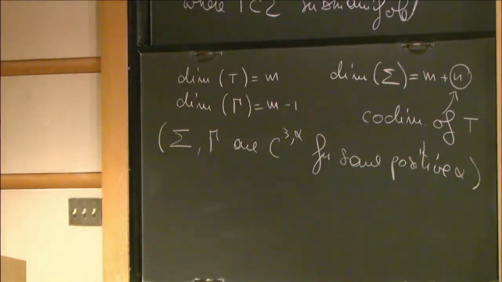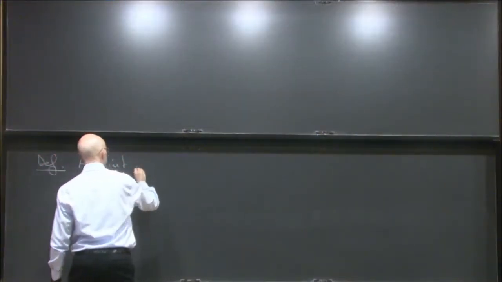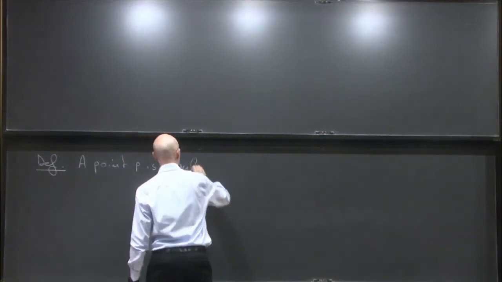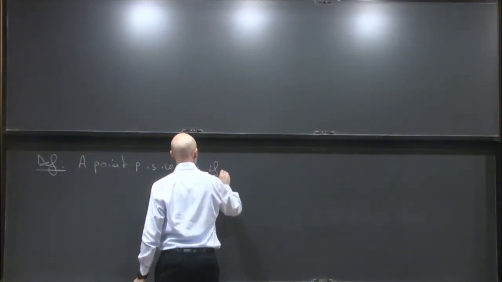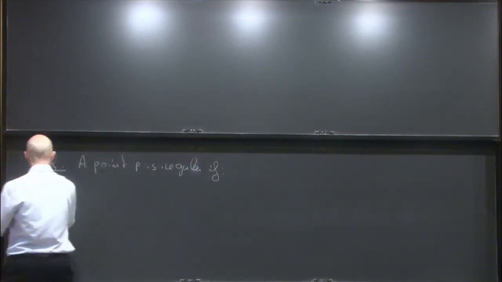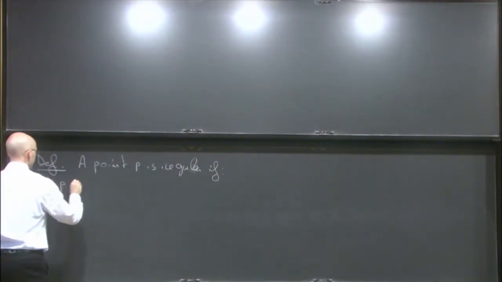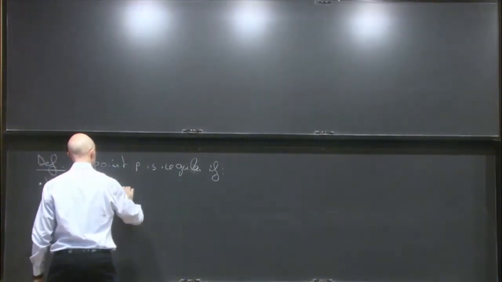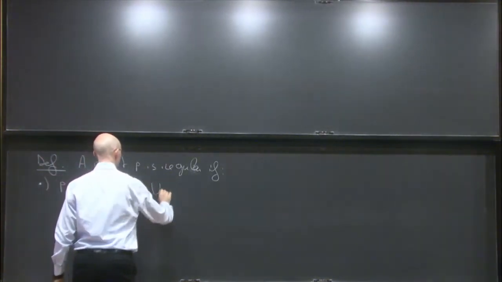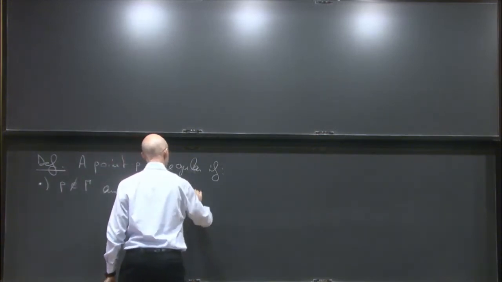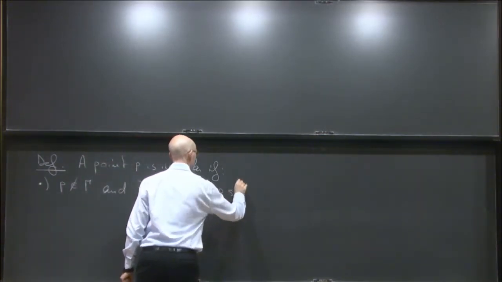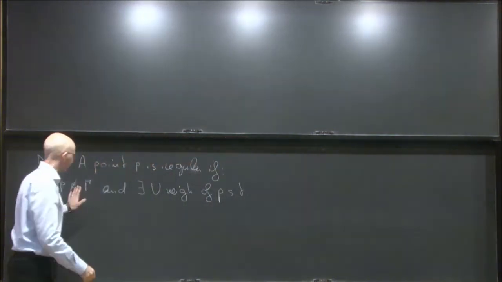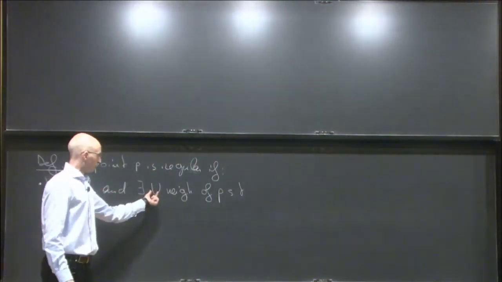So a point P is regular if, well, it's an interior point, so P does not belong to gamma, and then there exists U, a neighborhood of P, such that, so now I have to restrict my current T to your neighborhood U.